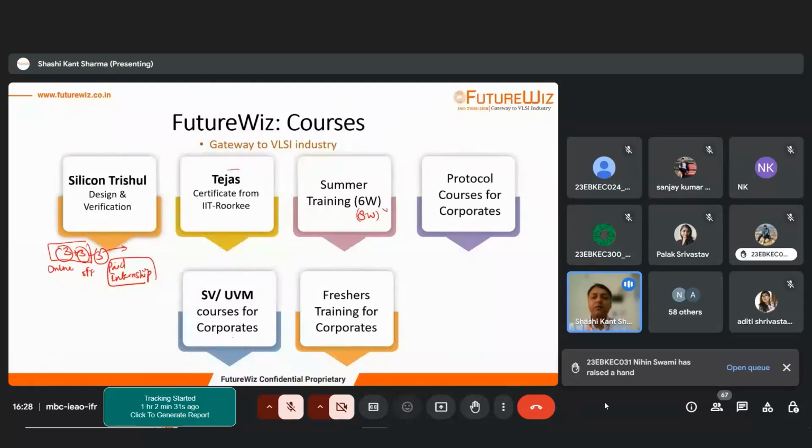We have some specialized programs for corporates, that is, working professionals. Some protocol-based learning is there, especially SV UVM, that is verification training, for the industry partners or the corporates. Recently we have trained 30 candidates of WD, Western Digital, that is SanDisk. Likewise, we are training the freshers of industry people also, and conducting fresher training for the corporates. We have tie-ups with the corporates, so they hire the freshers and send them to us. We will be training them and making them employable.